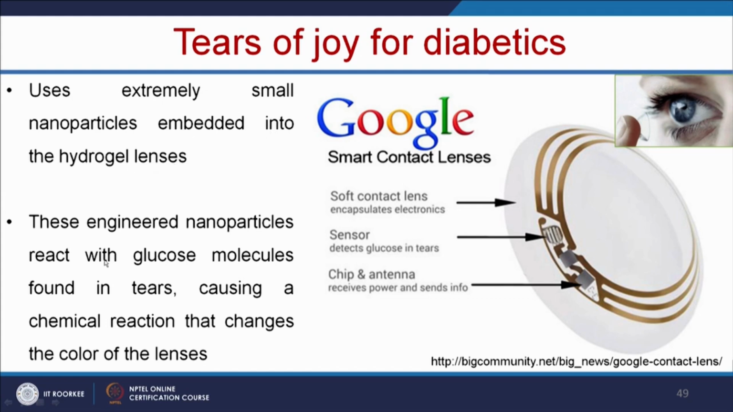And these engineered nanoparticles react with the glucose molecules in the tears, and it causes a chemical reaction that changes the color of the lenses. These tiny sensors will send the information about the blood glucose to your mobile phone, and the color of the contact lens also gets changed. So, based on the color also we will get an idea what the sugar level in the blood is.